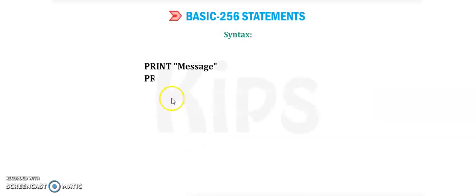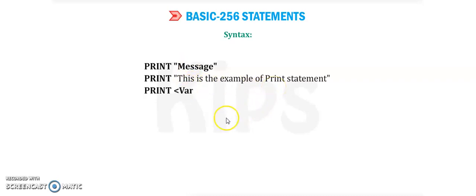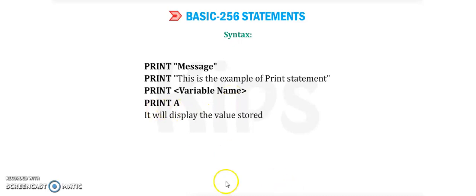Next, the syntax for print is: print "message". This is an example of a print statement. And there is print variable name. We can write a variable name without quotes, for example print A. So it will print the value of A, not the letter A. It will display the value stored in the variable A.